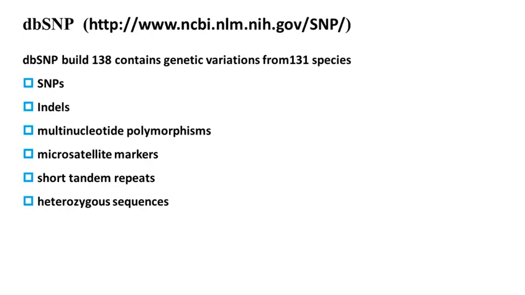dbSNP was created in September 1998 by NCBI, the National Center for Biotechnology Information in the U.S., in collaboration with NHGRI, the National Human Genome Research Institute. Version 138 of dbSNP contains genetic variations from 131 species, mostly small variations such as SNPs, indels, microsatellite markers, short tandem repeats, and so on. Large genetic variations are primarily stored in the dbVAR database.